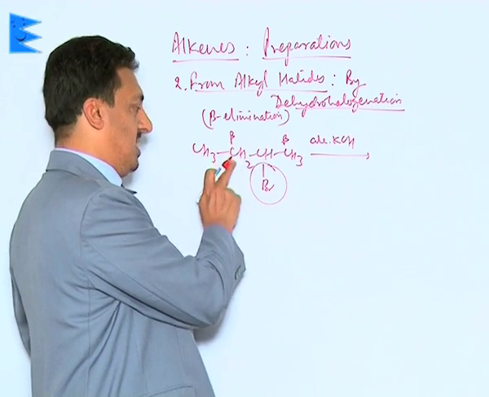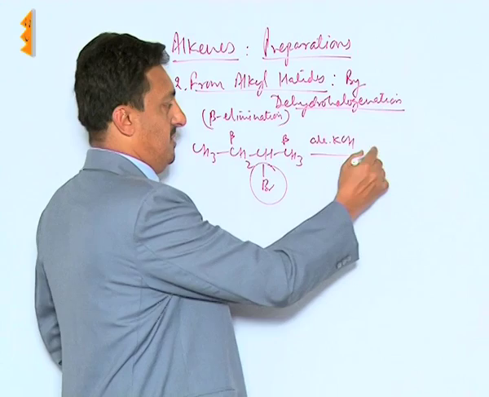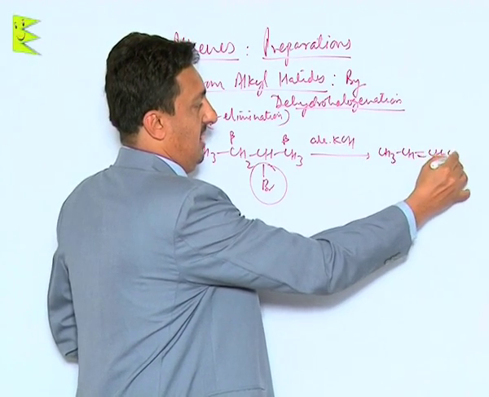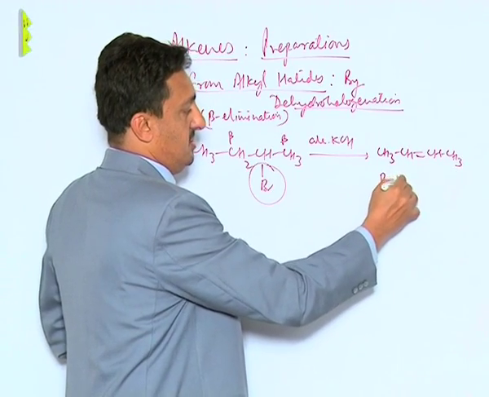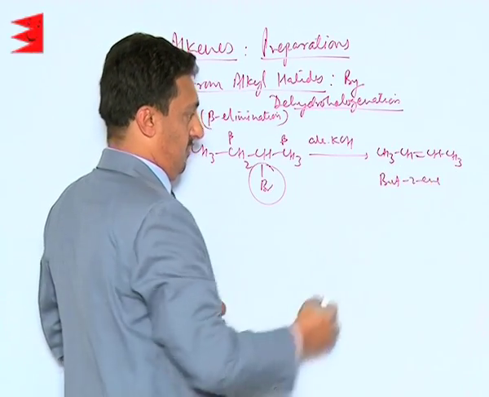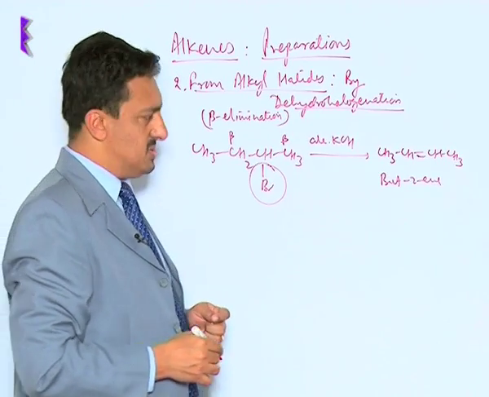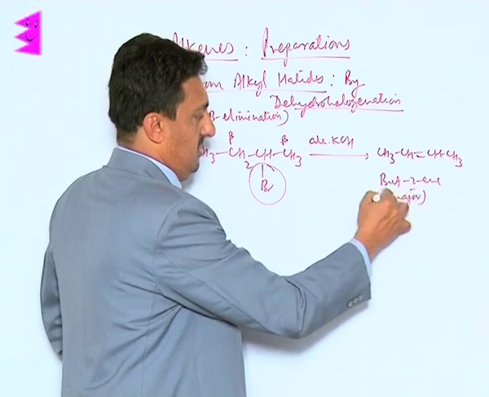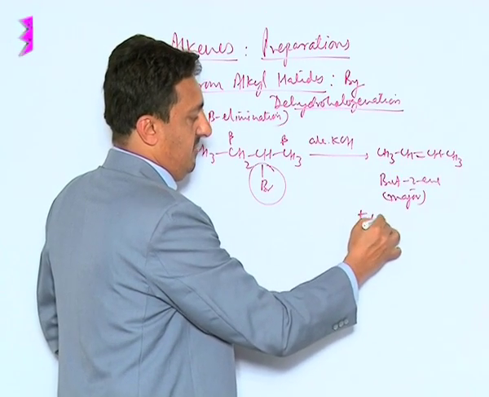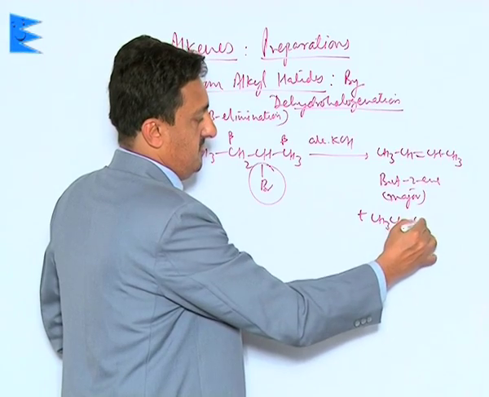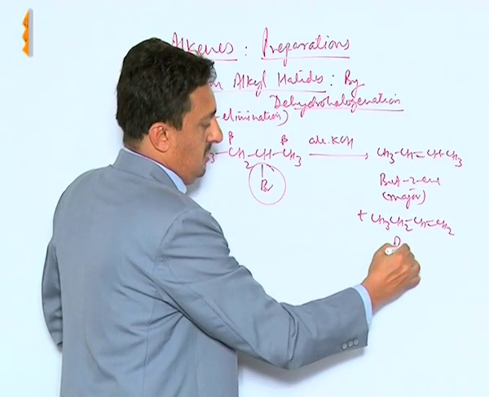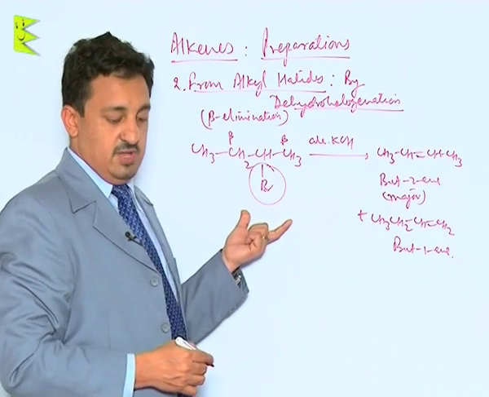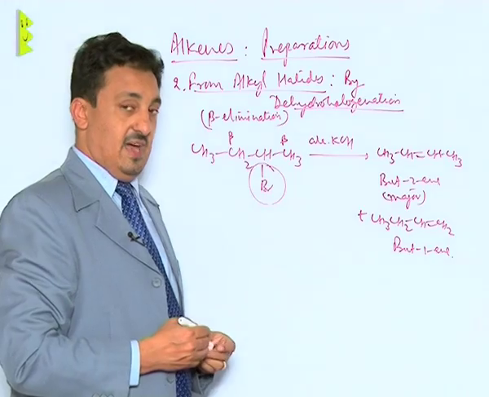So one hydrogen from this carbon and this bromine is being lost, and what we get is this alkene as a result, which is but-2-ene as a major product. We also get but-1-ene, of course, but that will be in a small amount. So the major product will be this, along with a very small amount of this, but-1-ene. So that's the most important thing to note, that this is how the dehydrohalogenation takes place.